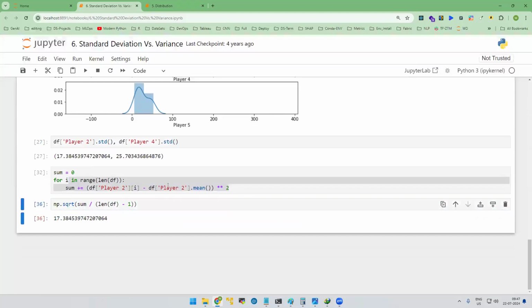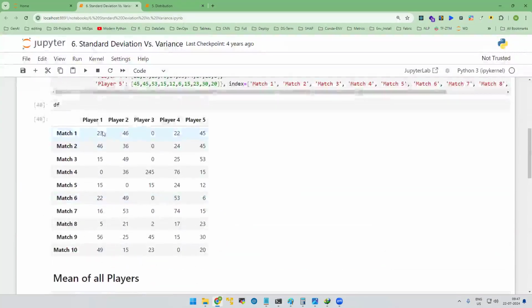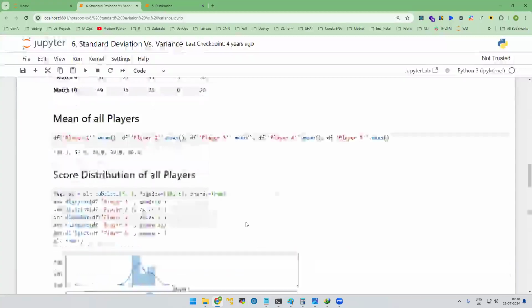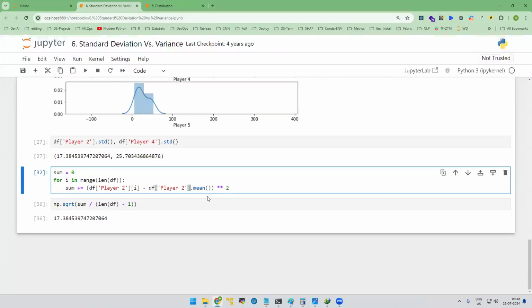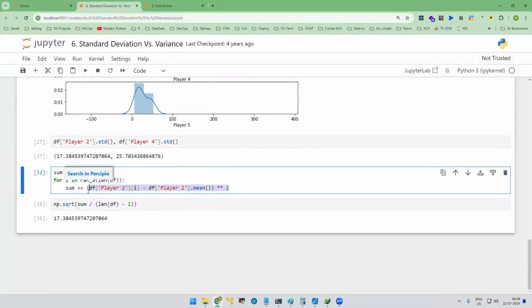Variance is going to be like this. Each score minus that particular player's mean, squared. Suppose I have this one, 23 minus, what is the average of this particular column? 24.7, right? Sorry, it's actually whole square. 23 minus 24.7 squared plus 46 minus 24.7 squared, and so on and so forth. That's the entire sigma, right? We need to add all those values. It is the sum of it. Is this part clear? You've got the summation.